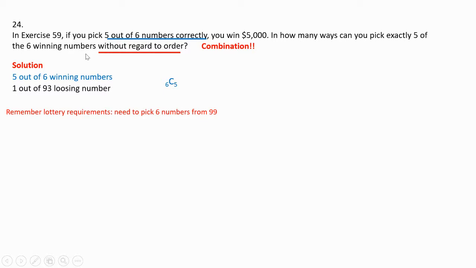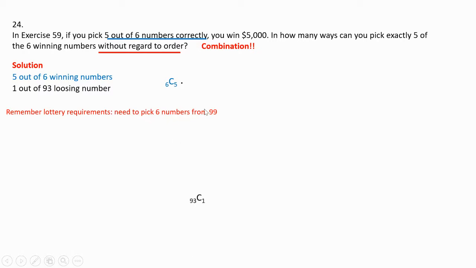Because I believe it was saying that you have to choose 6 numbers out of 99, right, to win the lotto. But in this case, if you chose 5 out of the 6 numbers correctly, you win 5,000. But the total numbers were 99. That's where this comes from. And the next time that I do this review, I'm going to add the problem number 59.